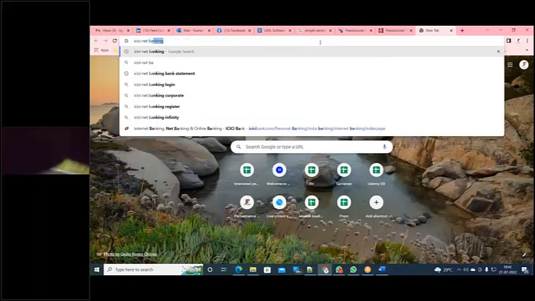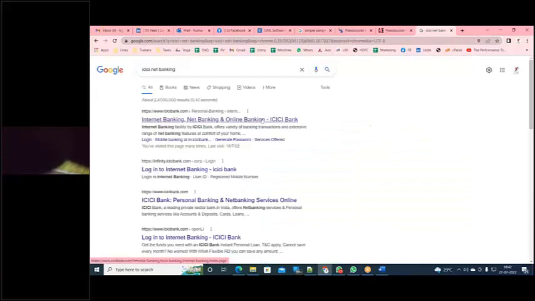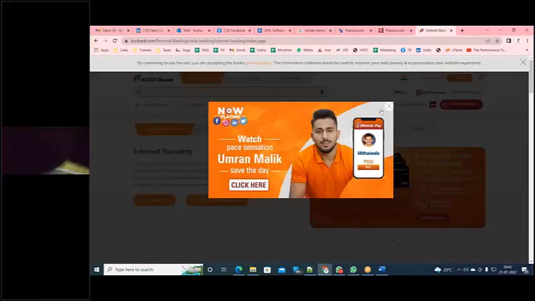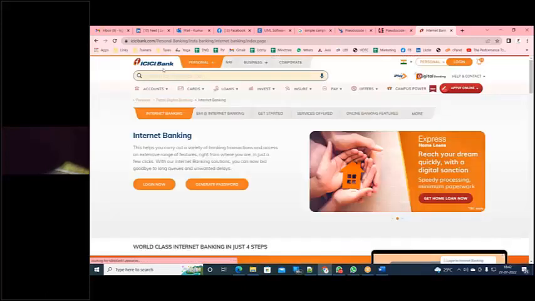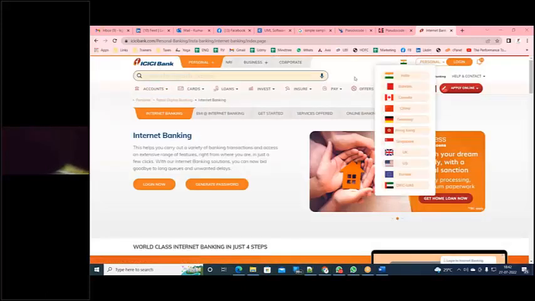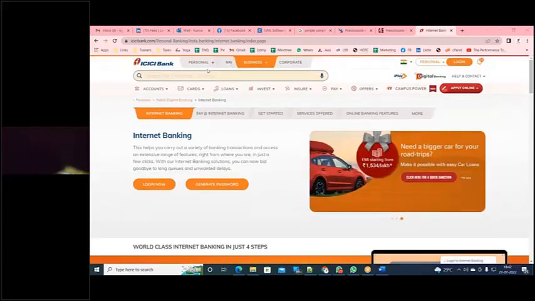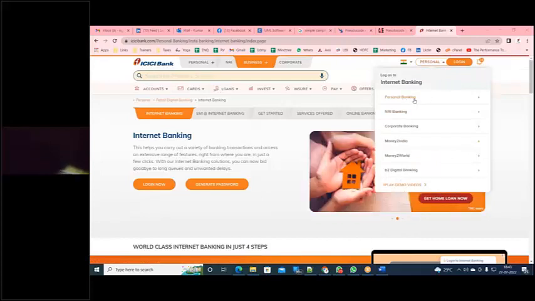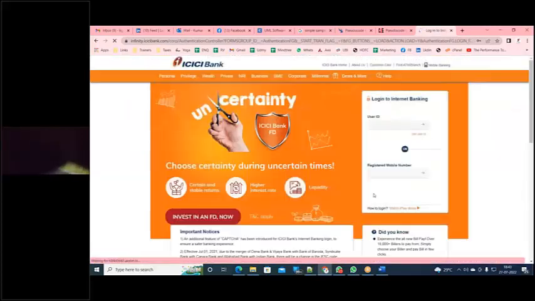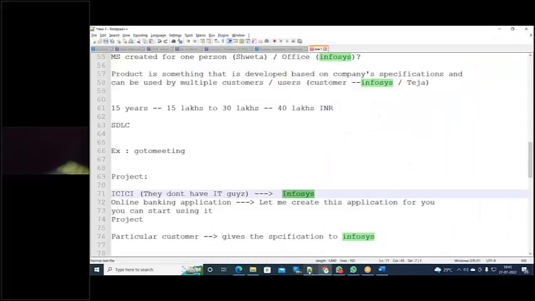What do the specifications look like? Let's look at it. ICICI net banking: as soon as a person opens the home page, some advertisement should show up, which I should be able to change every day, and it should always show the logo. There should be four tabs like personal, NRI, business, and when I try to log in it should show all these options, and once a person clicks on personal login, it should show the username and password. Like this, hundreds of specifications will be provided by ICICI to Infosys based on the customer's specifications.